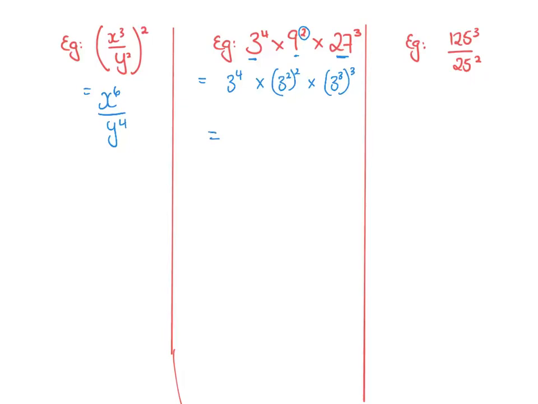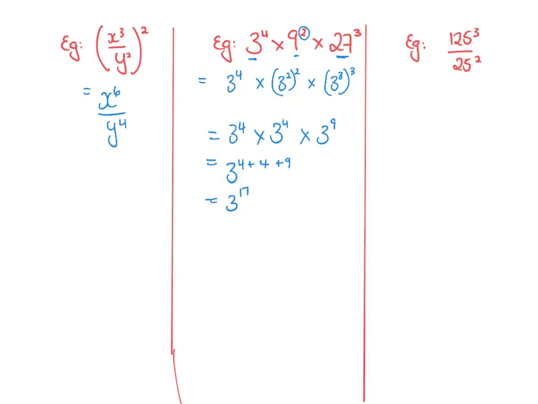So now for my next line, I'm going to get rid of the brackets. Timesing it out, that'd be 3 to the power of 4 and 3 to the power of 9. Now when we're timesing indices of the same base, we add the powers. So it ends up being 4 plus 4 plus 9. So that equals 3 to the power of 17.